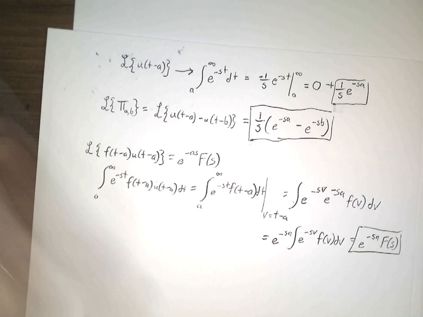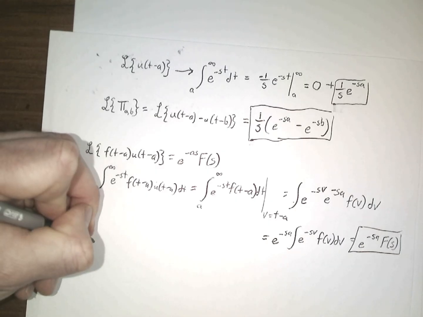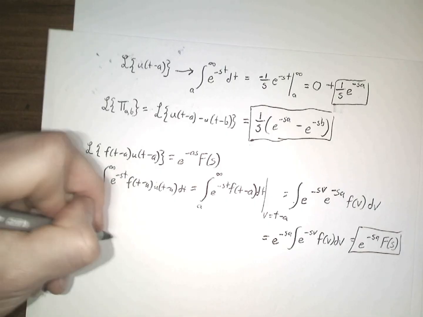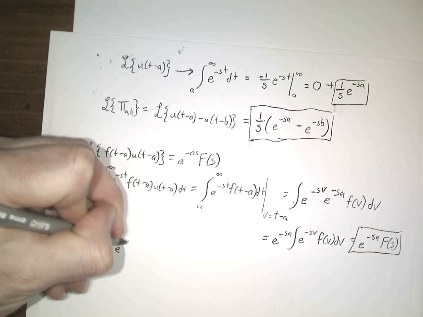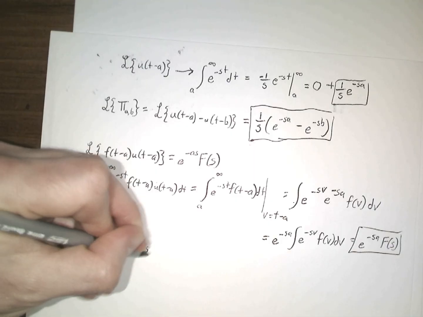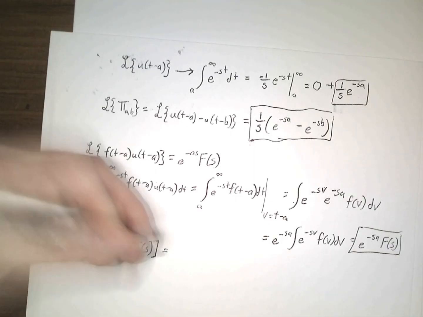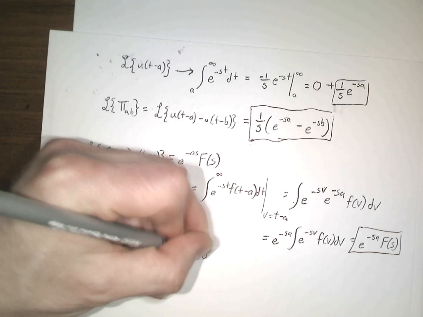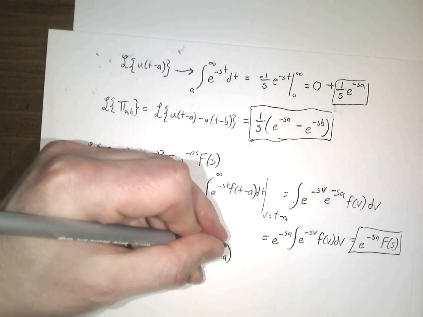Again, in reverse order, if we want to do the inverse Laplace transform, L to the negative 1, of e to the negative as times big F of s, that is going to be equal to the shifted function f of t minus a, u of t minus a.